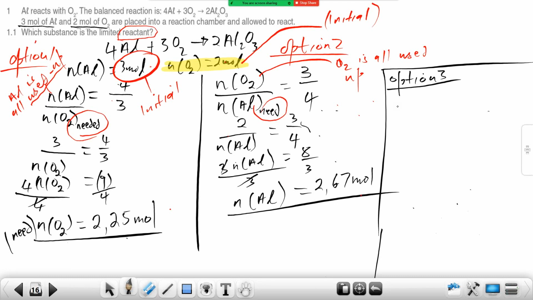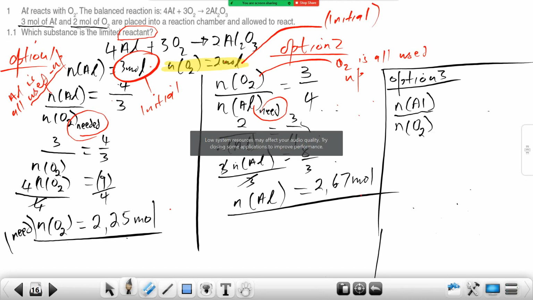And then the next step would be to say the number of moles of your first reactant, which is aluminium, divided by the number of moles of oxygen, your second reactant, which is oxygen. And then you would compare it with the coefficients thereof.